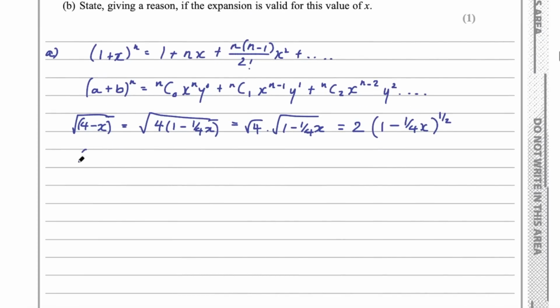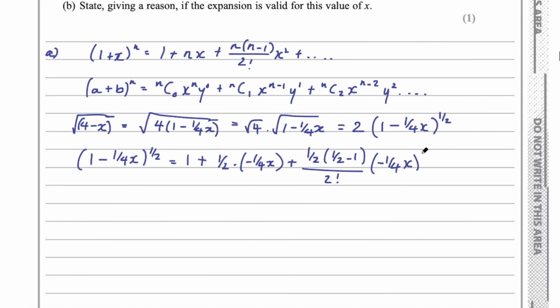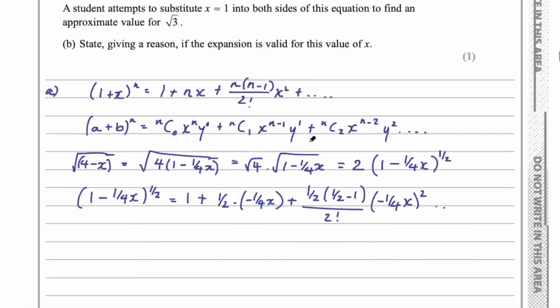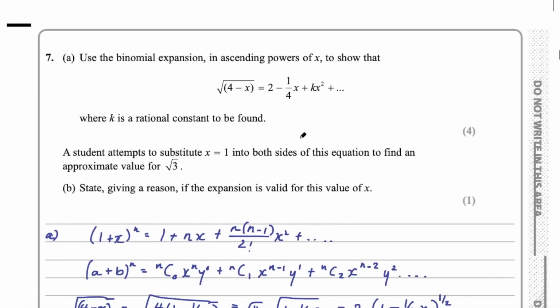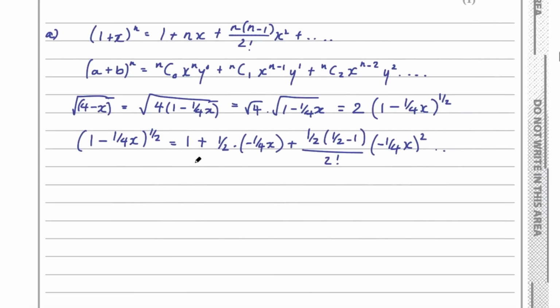So starting with this part, 1 minus a quarter x to the power of a half, I can use my binomial expansion formula to get these terms. So starting with 1 plus n, which is a half, multiplied by x, which is this whole term here, minus a quarter x, plus n, which is a half, multiplied by n, which is a half minus 1, divided by 2 factorial times x squared, again the whole term, minus a quarter x all squared. And that's as far as I need to go, again, because they've just given us the first 3 terms and we're looking for k. So we only need to evaluate the first 3 terms of this expansion.